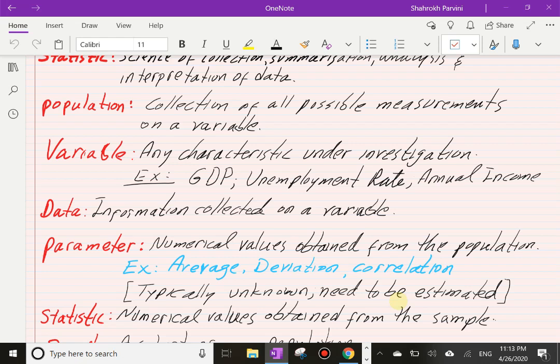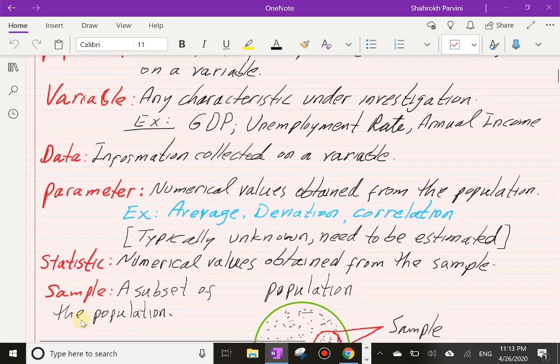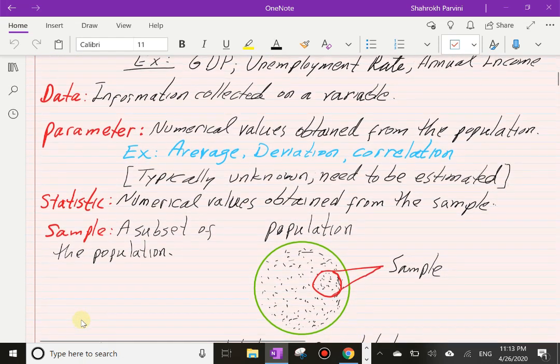So if I calculate the same three items I have up here, the average, standard deviation, correlation, for the sample, then these become our statistics. Okay. Next, since we talked about the sample, so what is a sample? A sample is a representative segment of the population, or a subset of the population.